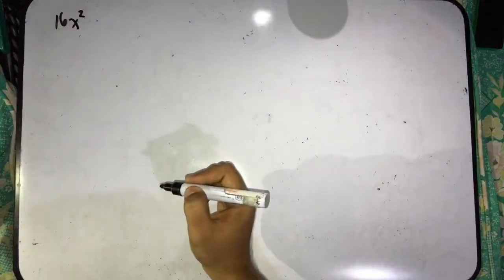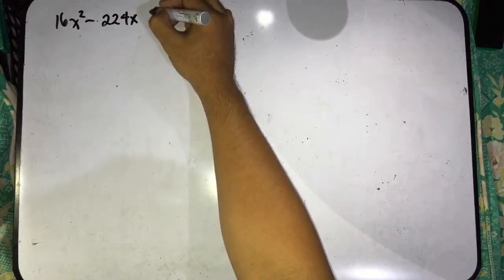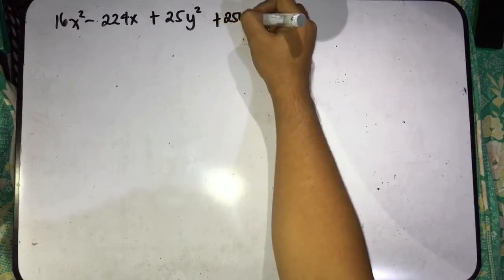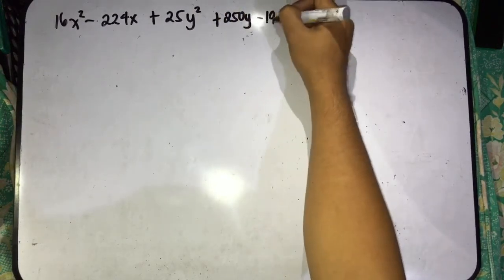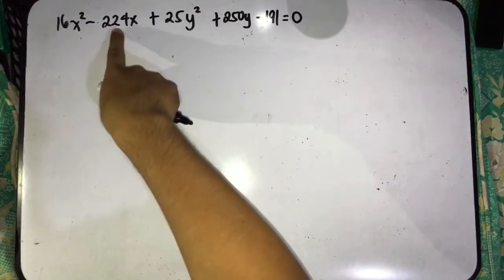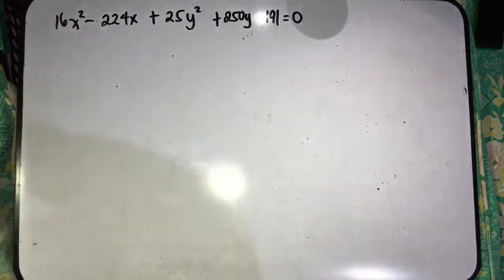So, for the next example, humanap naman tayo ngayon ng example na magko-complete tayo ng square. So, here is our example. So, let's have 16x squared minus 224x plus 25y squared plus 250y minus 191 is equal to 0. Again, 16x squared minus 224x plus 25y squared plus 250y minus 191 is equal to 0.